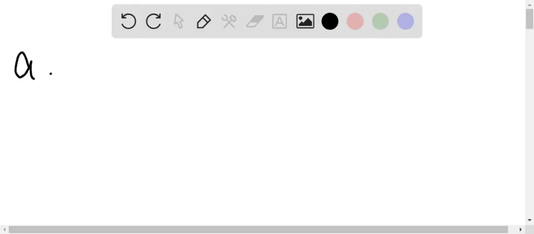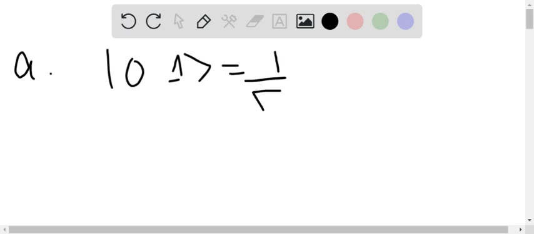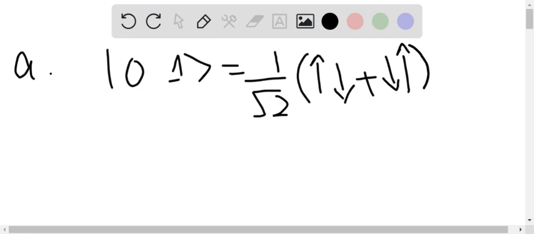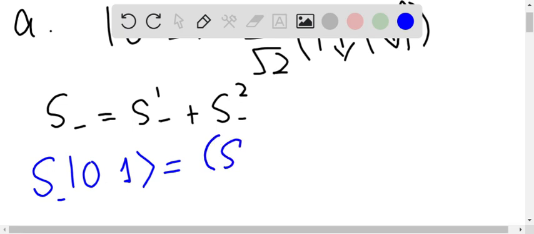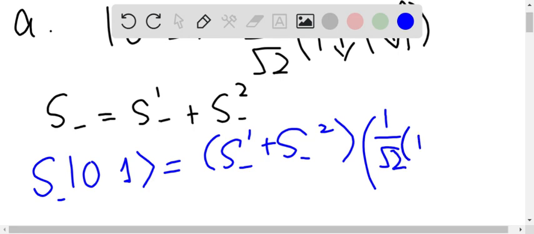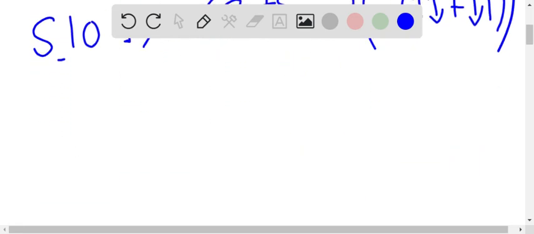So for part A, from equation 4.177, we know that |1 1⟩ is equal to |↑↑⟩. The lowering operator S negative is equal to S negative 1 plus S negative 2, and therefore we can write that S negative |1 1⟩ is equal to (S negative 1 plus S negative 2) applied to |↑↑⟩. When we solve it, we'll get that it is equal to 1 over under root 2.